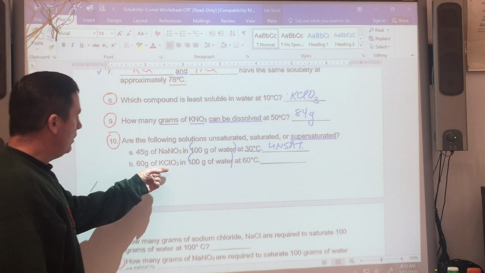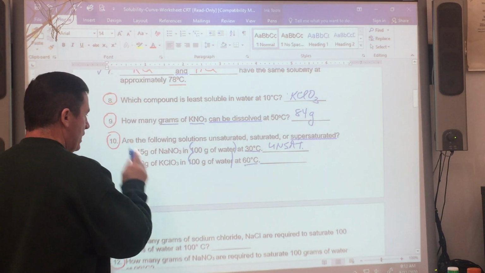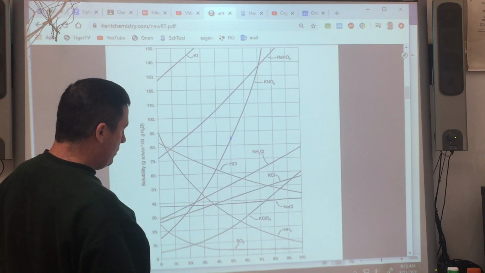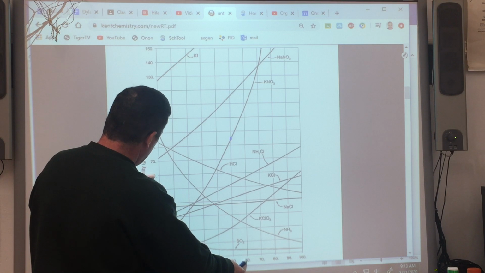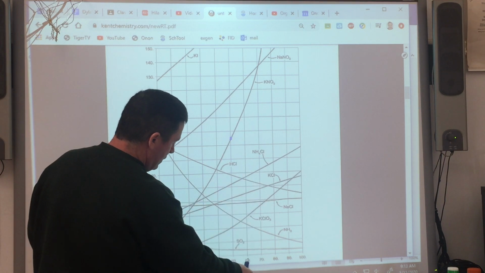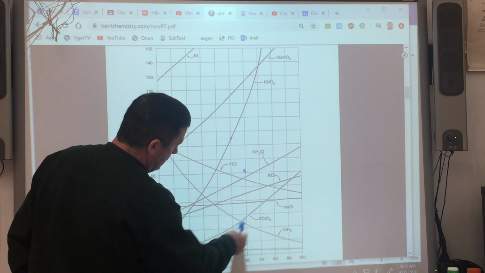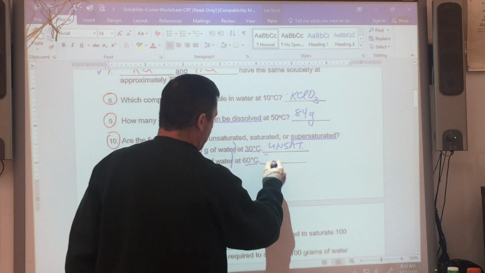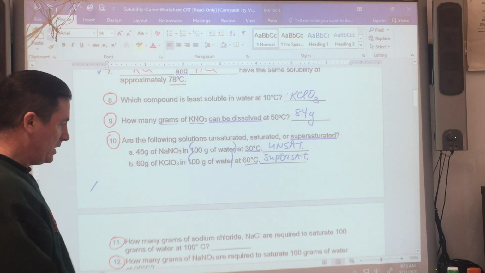60 grams of potassium chlorate in 100 grams of water, 60 degrees Celsius. So I'm looking for 60 degrees Celsius, KClO3, 60. KClO3 is here. 60 degrees, 60 grams. Well, here's the line. This 60 and 60 is above the line. Here's KClO3. So if it's above the line, we say it is supersaturated. Okay? That's all it is, really.